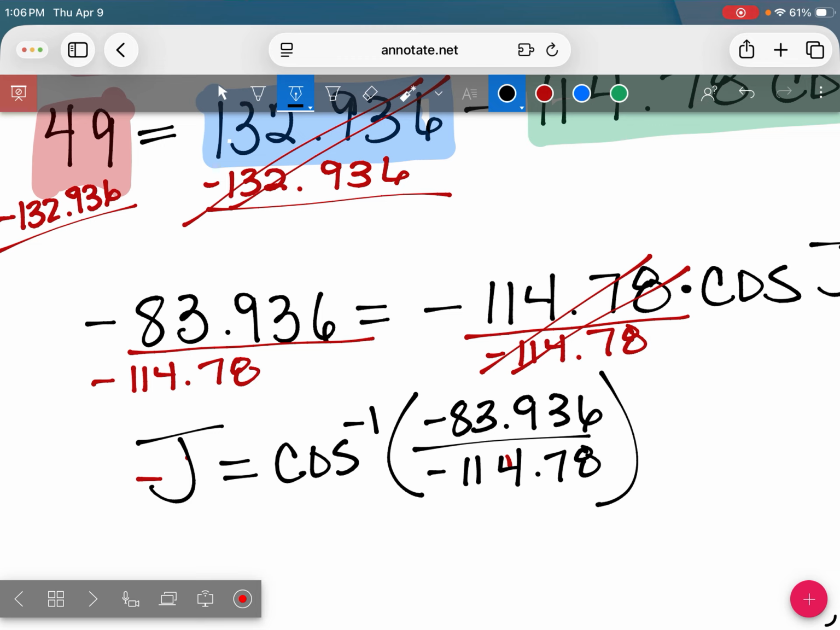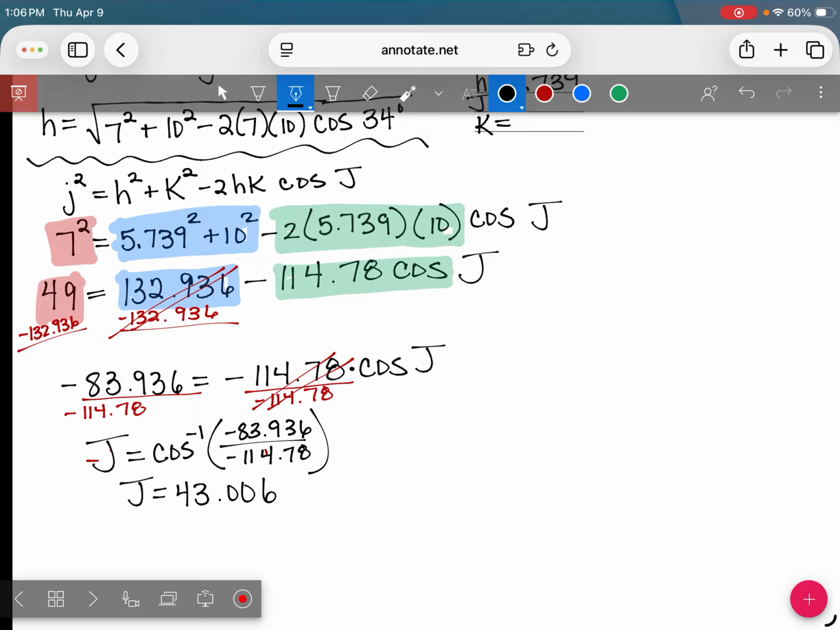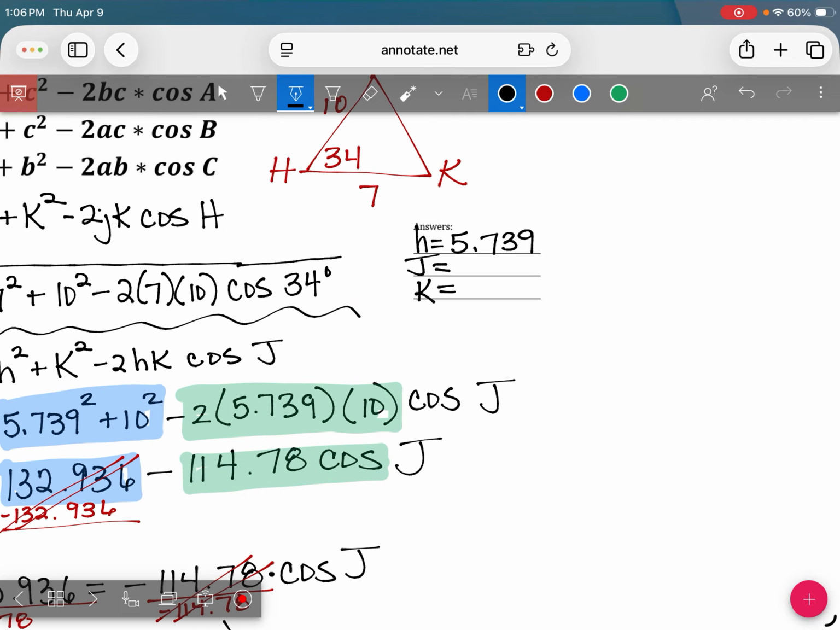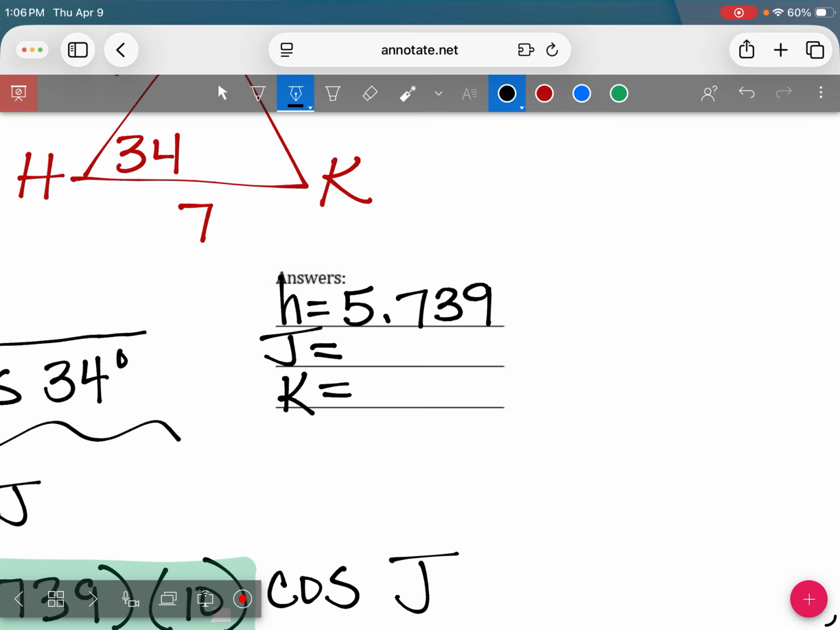So when I did that, I got 43.006. Anybody else get that? So big J is 43.006. So now let me go back out. I'm going to zoom out for a minute, but I'll zoom back in. Big J is 43.006.